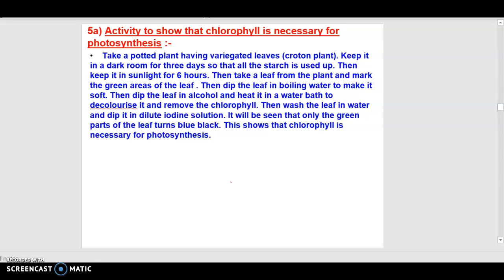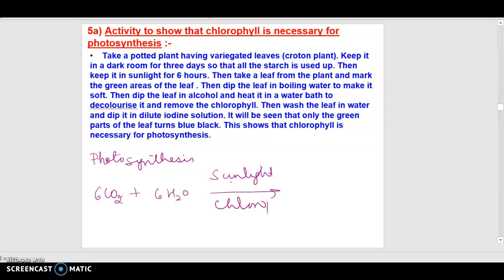Dear students, in my previous video, I told you about photosynthesis. In photosynthesis, 6 molecules of carbon dioxide combine with 6 molecules of water in the presence of sunlight and chlorophyll. It forms starch, that is C6H12O6, and 6 molecules of oxygen.